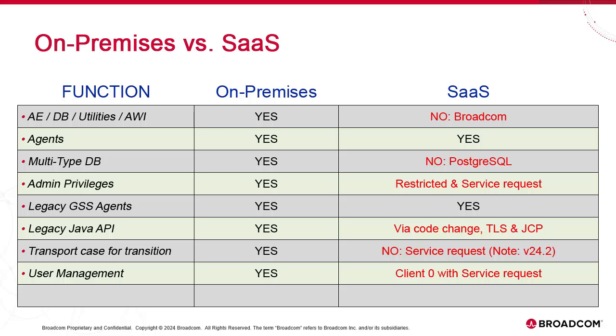All SaaS customers are currently in version 24, which means that user management is possible in all clients except Client 0. In both models, it's possible to create multiple clients. Initially, SaaS will require a service request.